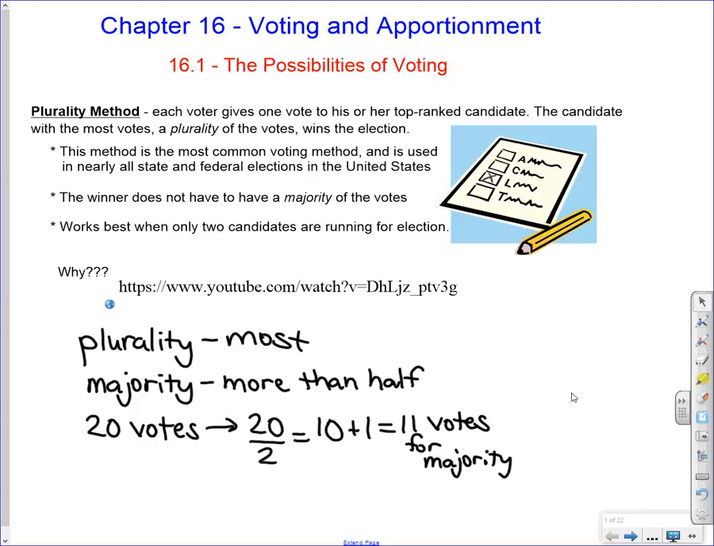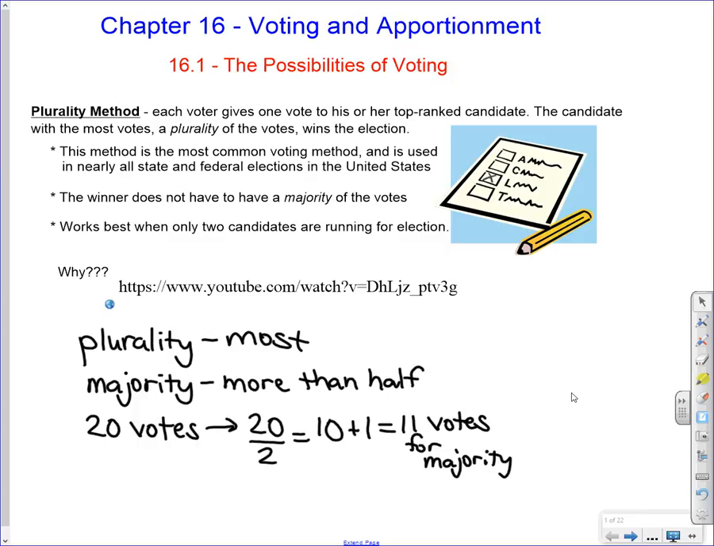The nice thing is they're really not too complex mathematically. It's more just understanding the different methods and seeing how you would go through them to get the winner for whatever voting method you're doing. So the first one we're going to cover in 16.1 is the plurality method. The plurality method is the one you're most familiar with.